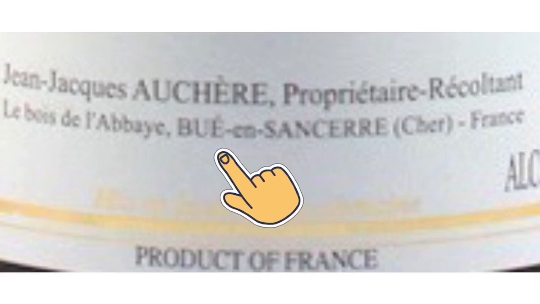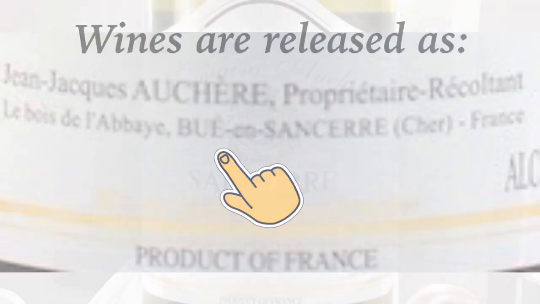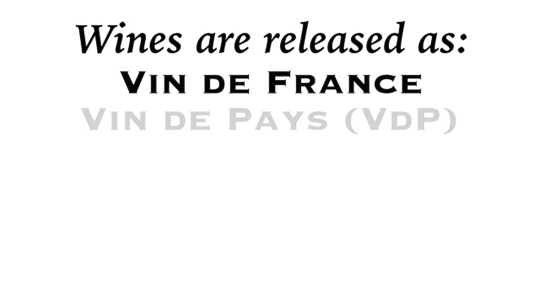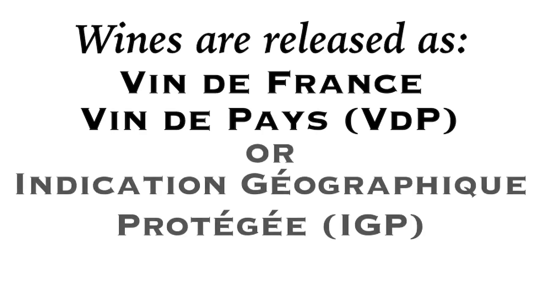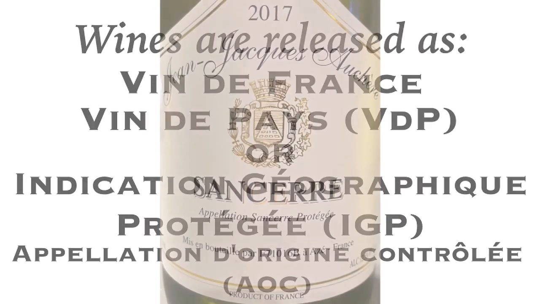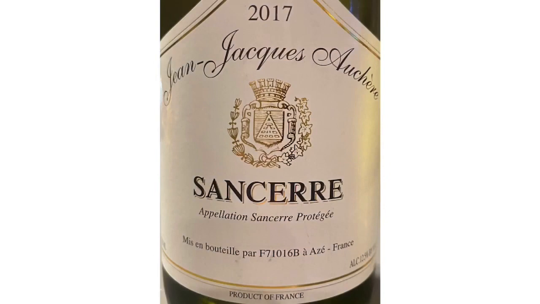Wines from France may be released as either Vin de France, which has the lowest level of regulation, Vin de Pays, VDP, or Indication Géographique Protégée, IGP, which are wines from a more specific geographical subregion in France that may not adhere to the local regulations. And then there is Appellation d'Origine Contrôlée, or AOC, which is wines of a specified subregion in France that is held to the strictest regulation. This Sancerre is an AOC, which you can see here in the middle of the label.